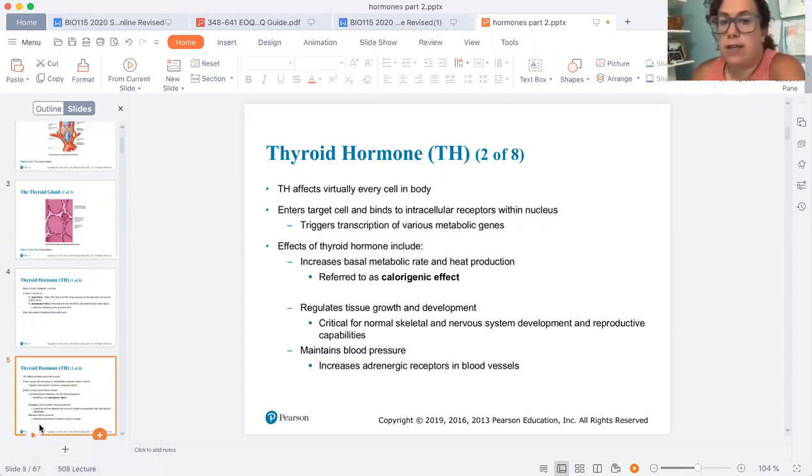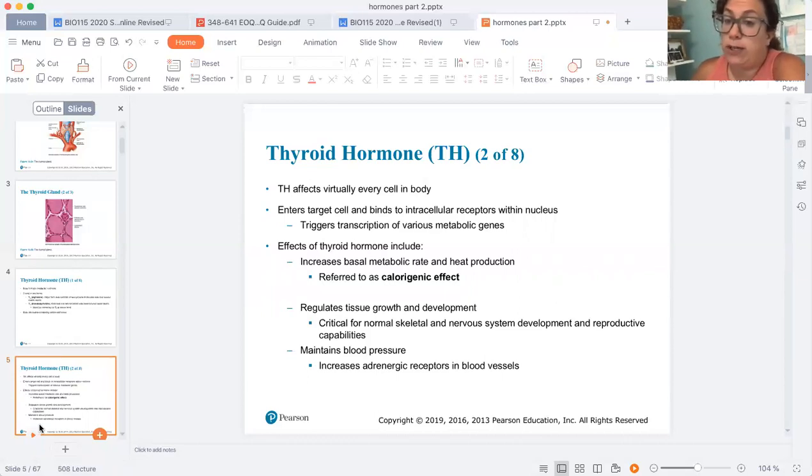Okay, so as I said, thyroid hormone affects basically everything in the body. It enters the target cells via intranuclear receptors, because unlike the peptide hormones, it's able to get through. Thyroid hormone increases our basal metabolic rate and heat production, known as a calorigenic effect. It also regulates tissue growth and development.